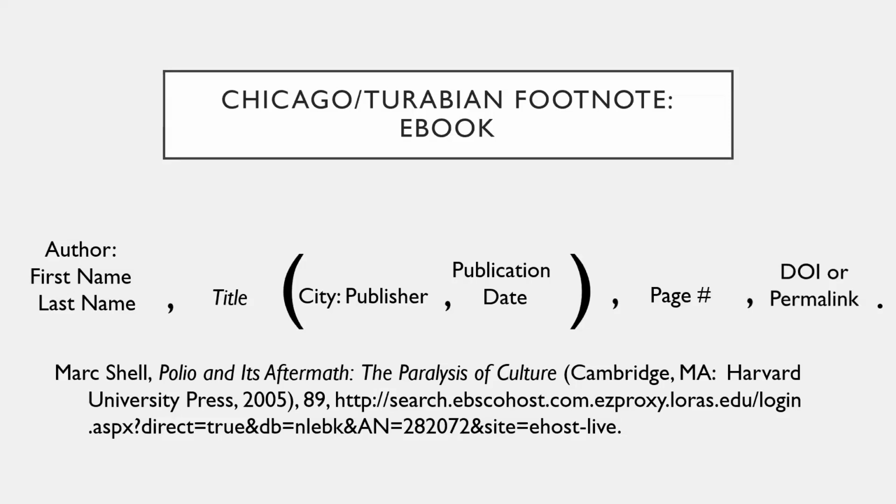You have the author, Mark Schell, Polio and Its Aftermath, the way he would have it published in his book. It's not sentence case. Then you have the publisher: Cambridge, Massachusetts, Harvard University Press, comma, 2005. Those are all in parentheses, followed by another comma. And then you have 89. Again, for the footnote, you do need a page number. And then it is followed by the DOI or permalink.